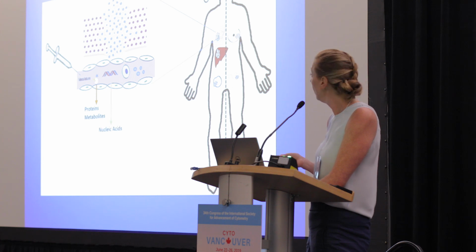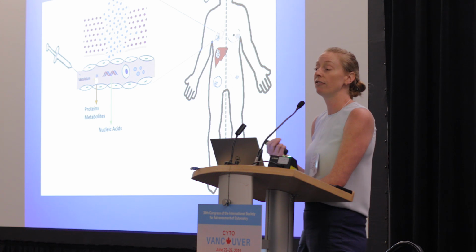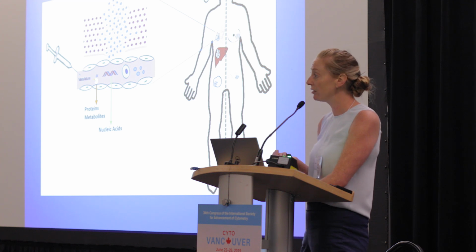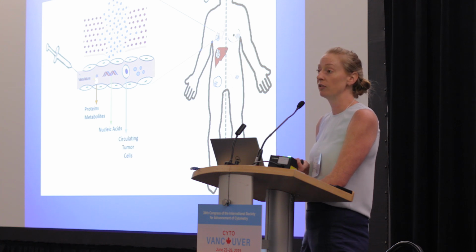Now the other thing is nucleic acids. So we find a lot of nucleic acids, a lot of cell-free DNA and circulating tumor DNA. And so there's been some good progress made in these, especially in terms of lung cancer and looking at EGFR mutations. And now another platform for liquid biopsy development is circulating tumor cells.